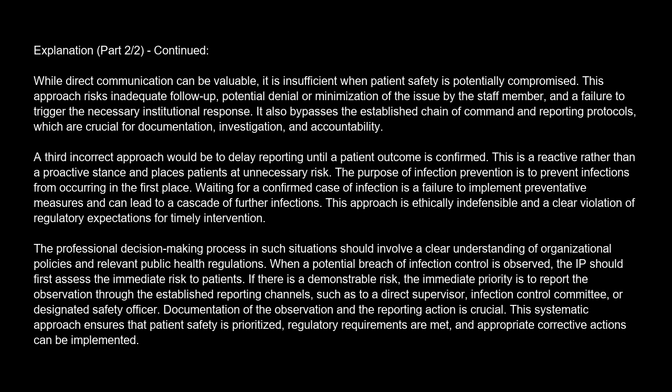The professional decision-making process in such situations should involve a clear understanding of organizational policies and relevant public health regulations. When a potential breach of infection control is observed, the IP should first assess the immediate risk to patients. If there is a demonstrable risk, the immediate priority is to report the observation through the established reporting channels, such as to a direct supervisor, infection control committee, or designated safety officer. Documentation of the observation and the reporting action is crucial. This systematic approach ensures that patient safety is prioritized, regulatory requirements are met, and appropriate corrective actions can be implemented.